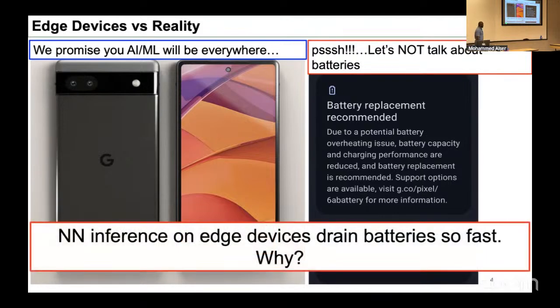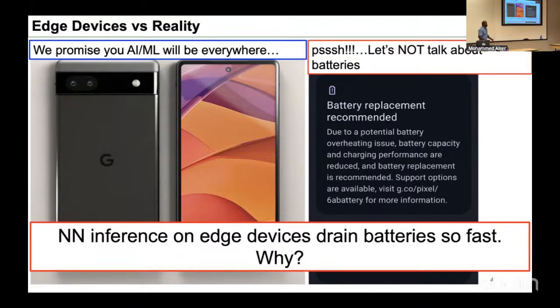Yes, next slide. And so this begs the question: machine learning inference on edge devices drains our batteries so fast. Why? Why do you think they drain our batteries so fast? Exactly. Oh, yes, you get a Kool-Aid. Yes, memory bottleneck for sure. Oh, can I toss it? I could toss it. Yeah, absolutely.